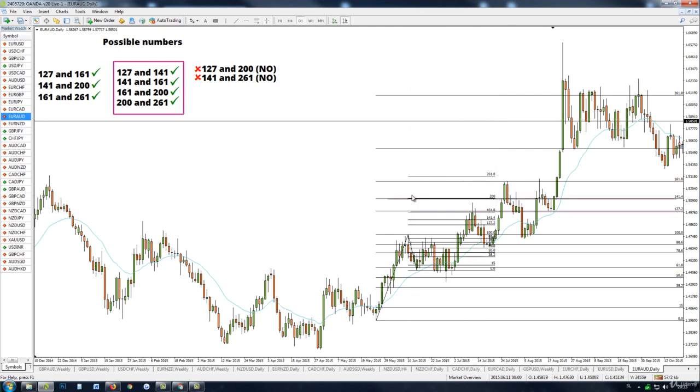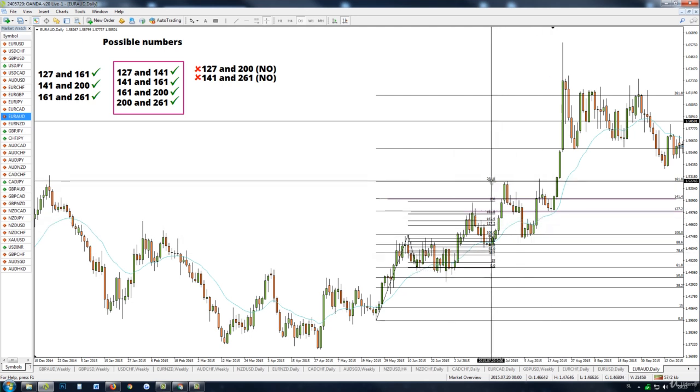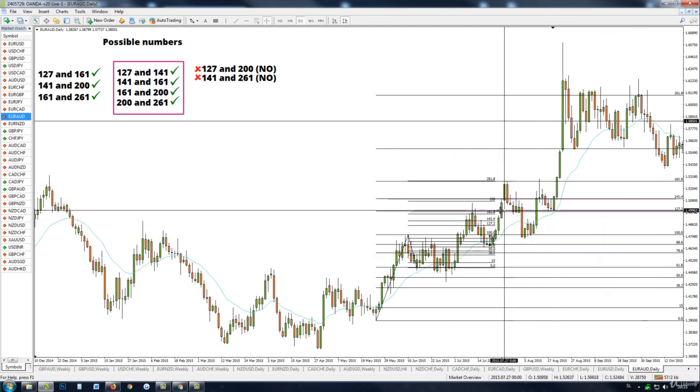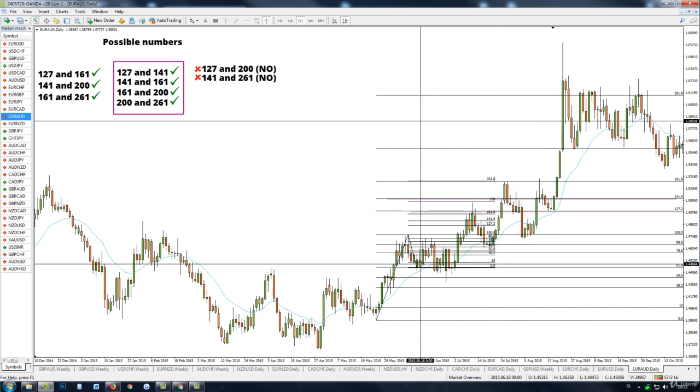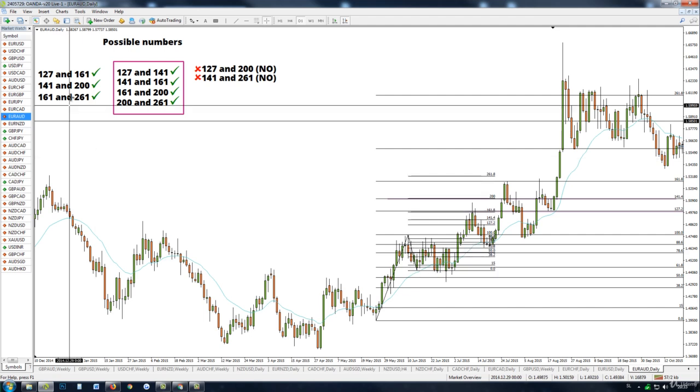Okay, and the second one is this 161 and 261, which is here as well. In this case, it is not so accurate, but if the retracement would be something like that, you can see they're perfectly aligned. But the 127 and 160 are not so aligned. So it depends how deep the retracement is. And this is usually, let me just delete that.